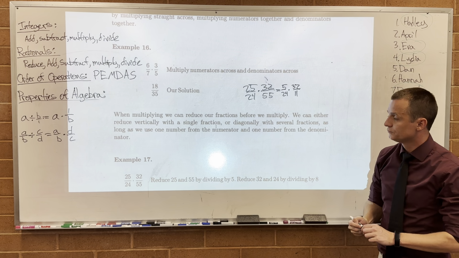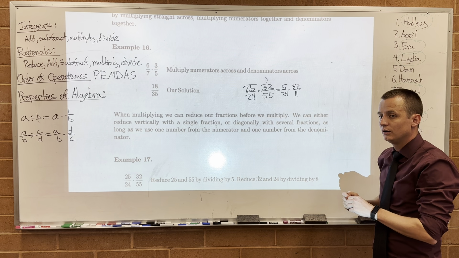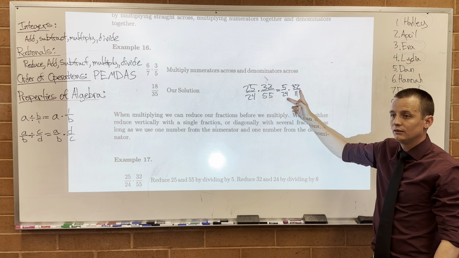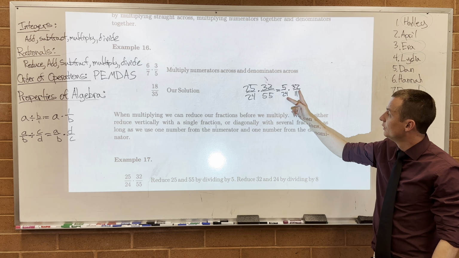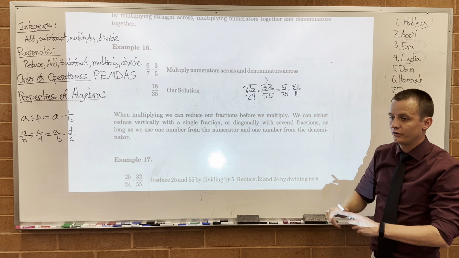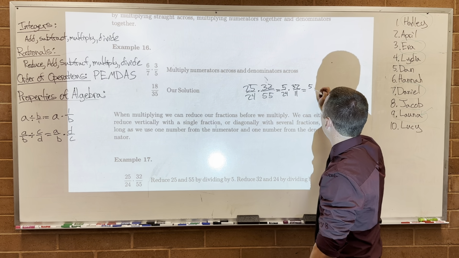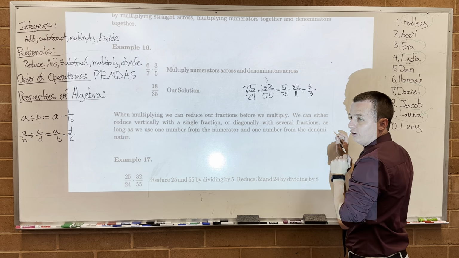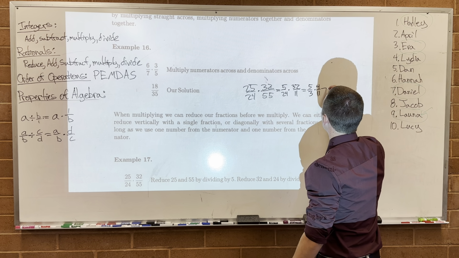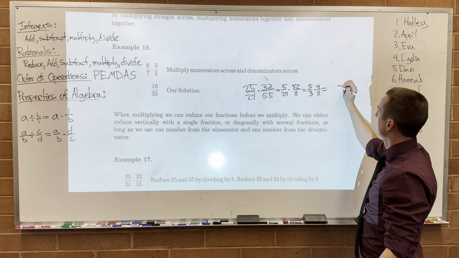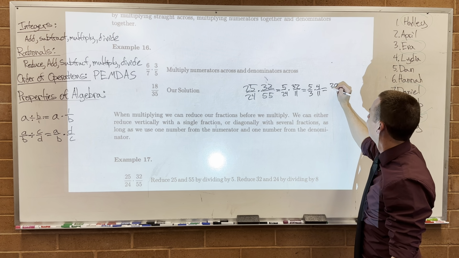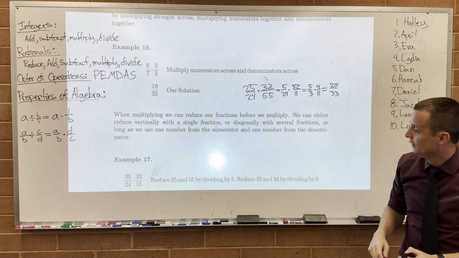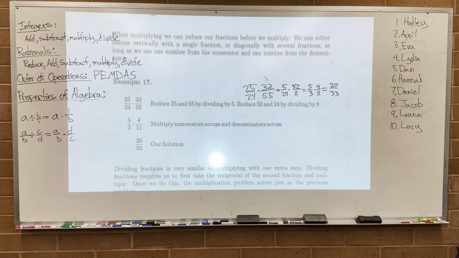Okay, now what do we notice? What goes into these? 8? She's right. 8. 6? No, 6 can't. 6 doesn't go into 32. But 8 does. Wonderful. So this is 5 over how many times is 8 going to 24? 3 times. Times, how many times is 8 going to 32? 4 times. Okay, now it's not so bad. What's the answer? 20. Multiplying 20 over 33. There it is. Okay. And that's our solution. Yay.